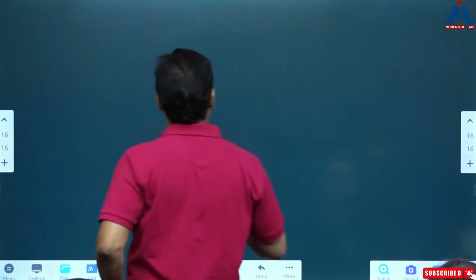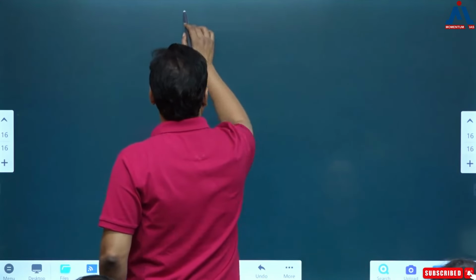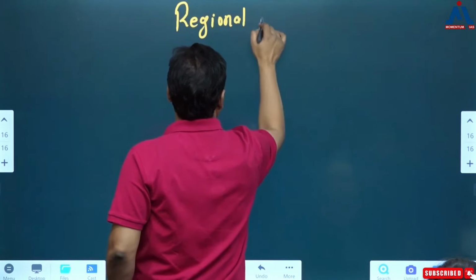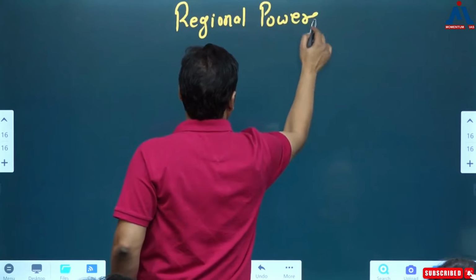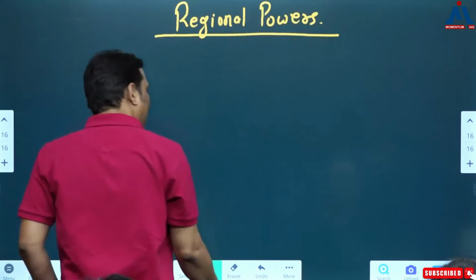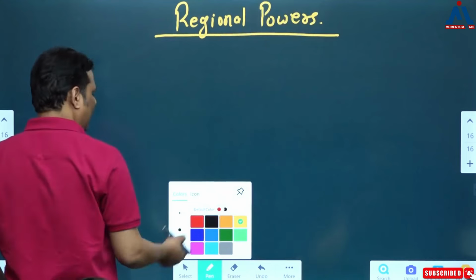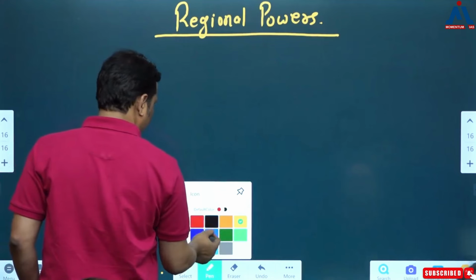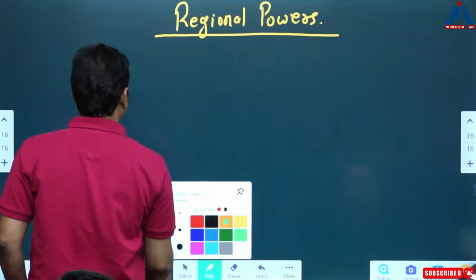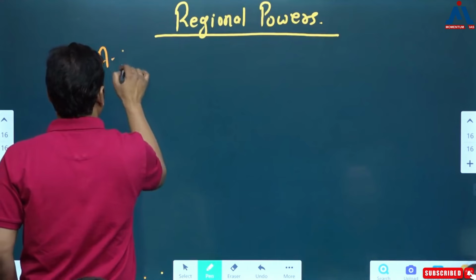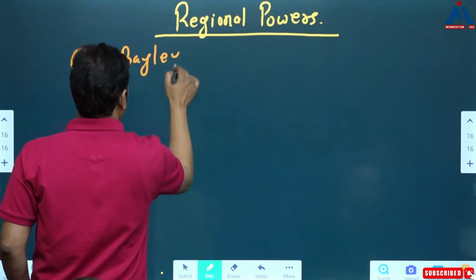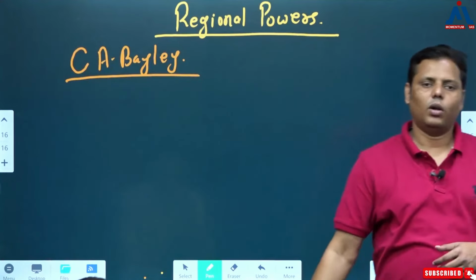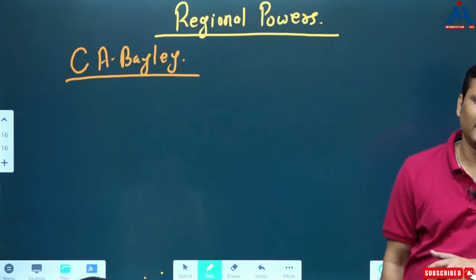That is followed by another great development, that is the emergence of regional powers, right? Now when it comes to regional powers, there is a great scholar called C.A. Bailey. C.A. Bailey divides all these regional powers into 3 different categories.